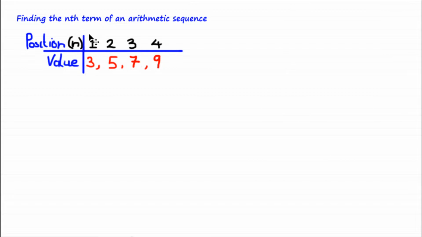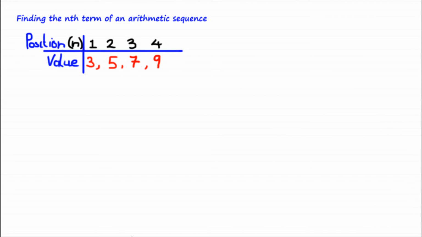So please note that n is always going to be a positive integer, so it's going to be a whole number. For example, this is the first position, this is the second position. The position of the value 9 is equal to 4, etc.